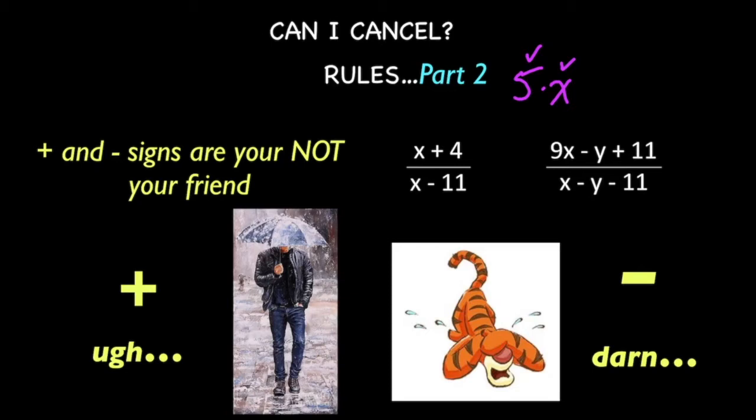They prevent you from canceling this x. On the right side, the fact that there are plus signs and minus signs prevent you from canceling this x, or this y, or these 11s. All of those were illegal maneuvers. Now, I do understand that this 9 and the x are factors, but together they constitute one term. And when you have terms separated by minus signs or plus signs, you are not allowed to cancel.